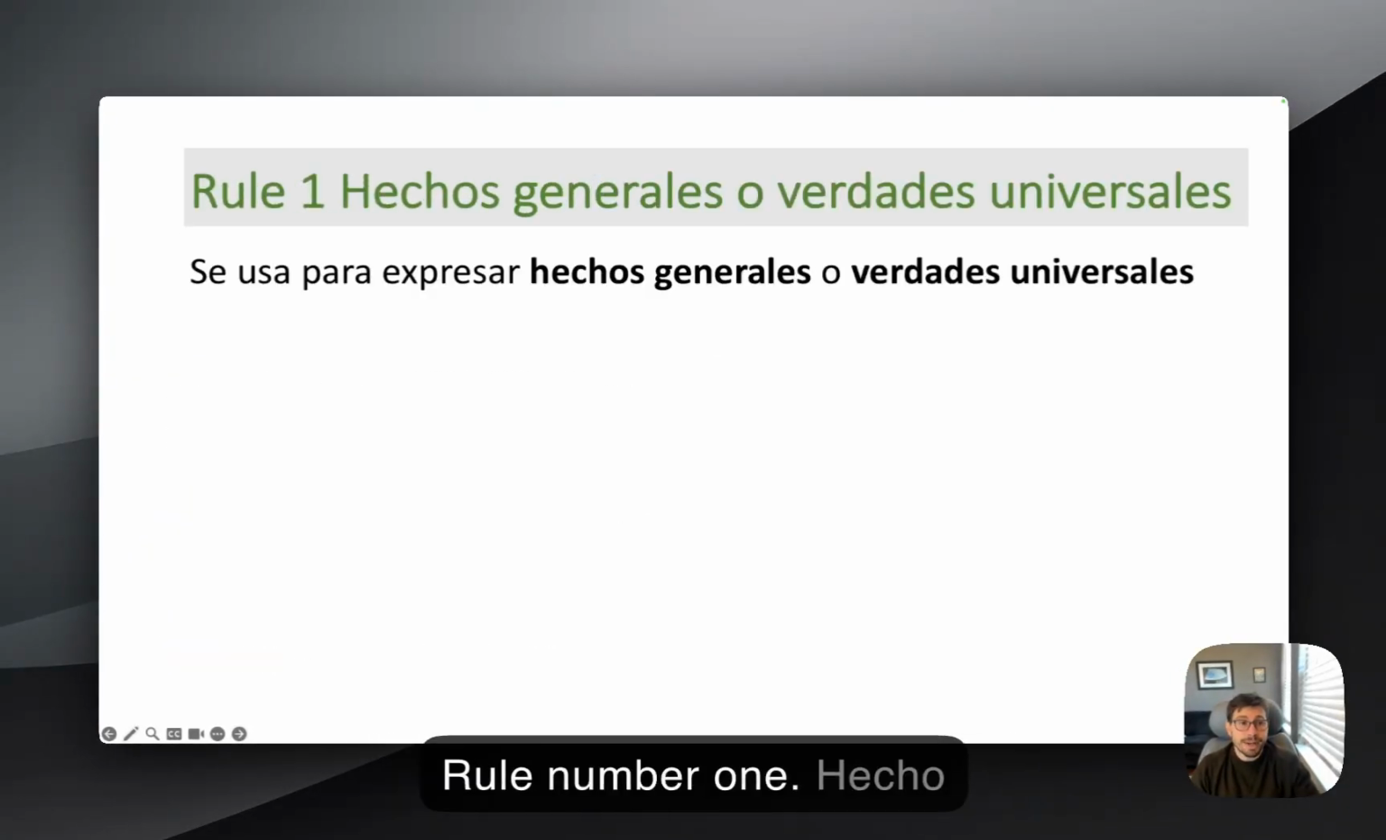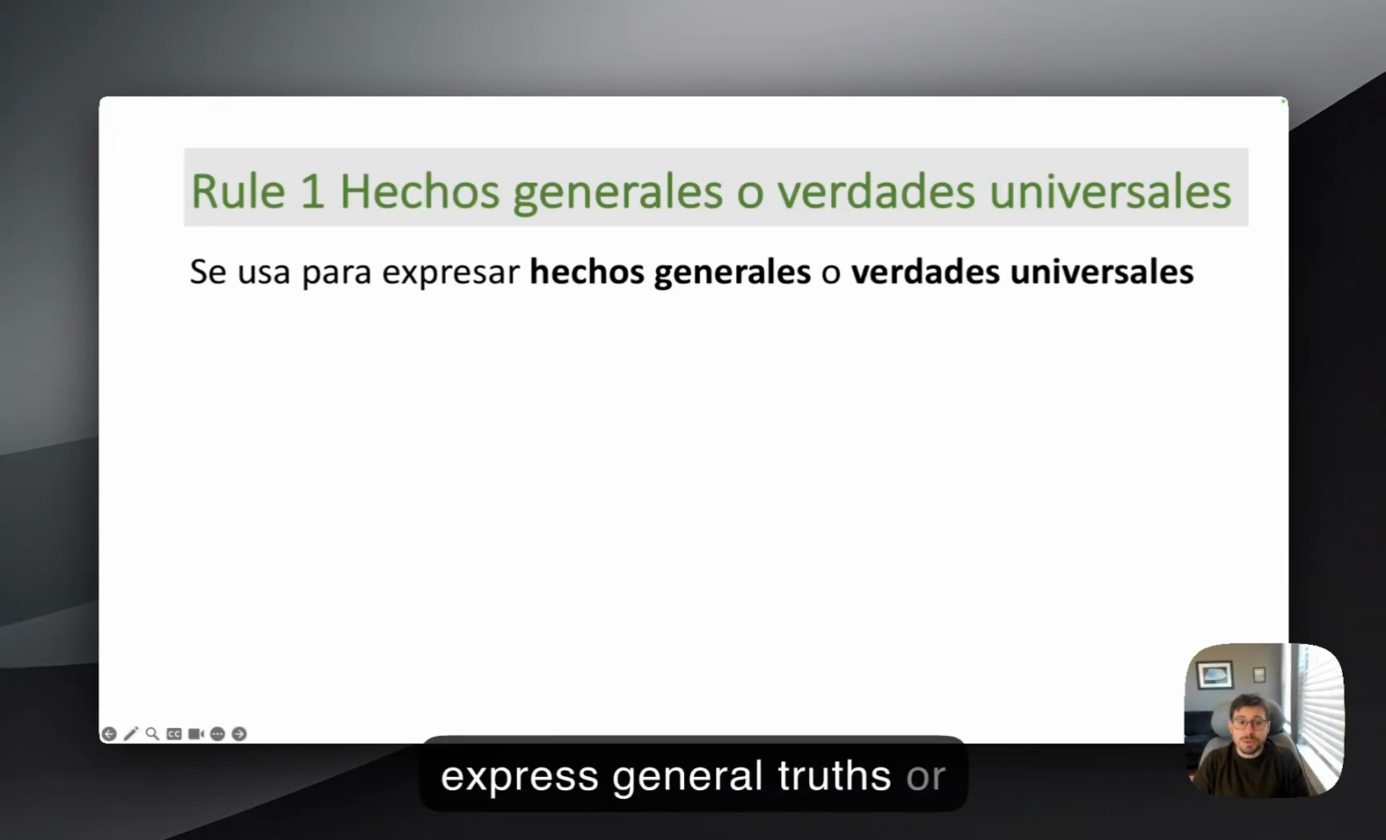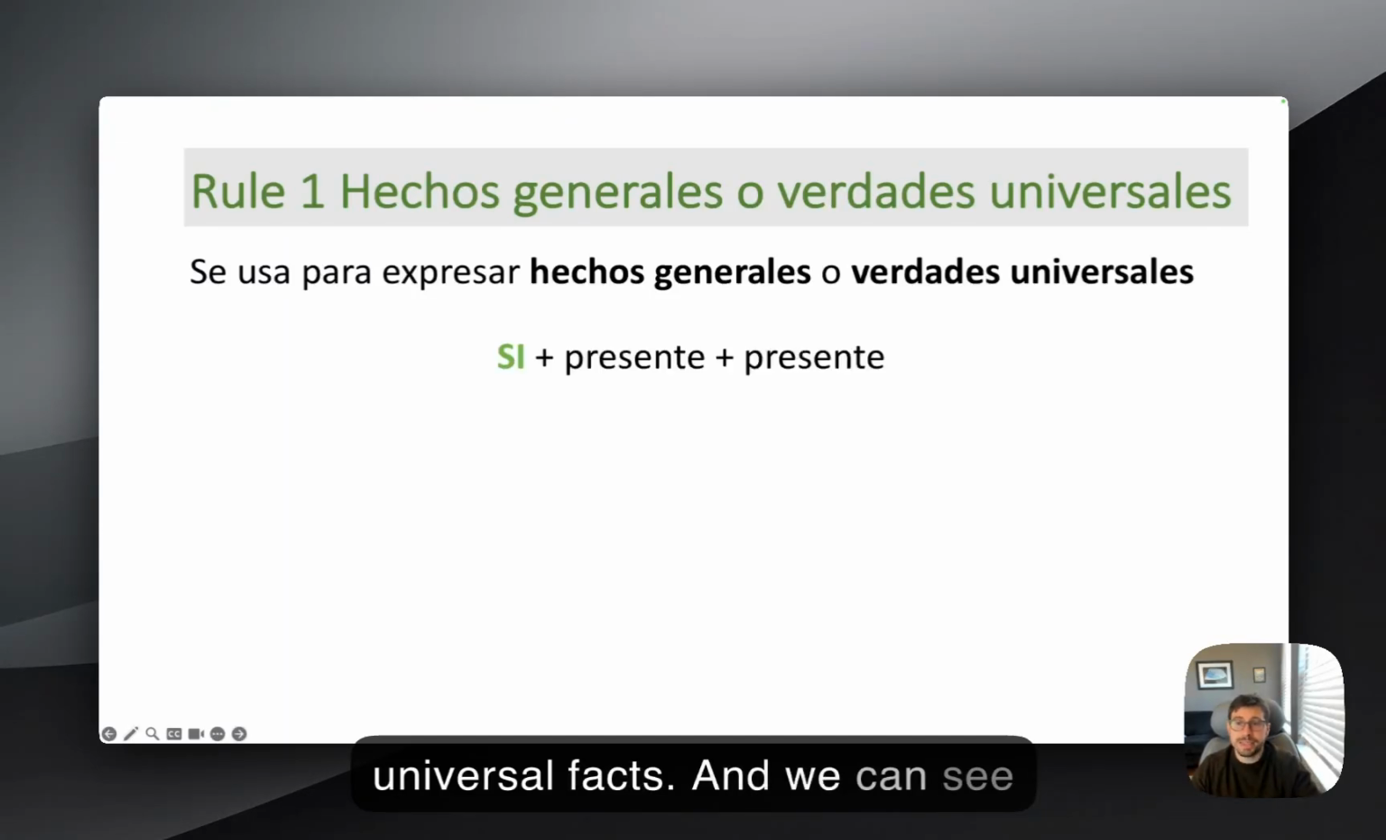Rule number 1, hechos generales o verdades universales. General facts, universal truths. We use the si más present to express general truths or universal facts. And we can see the structure here. Si plus present, comma, plus present. And I'm going to give you a few examples of these.